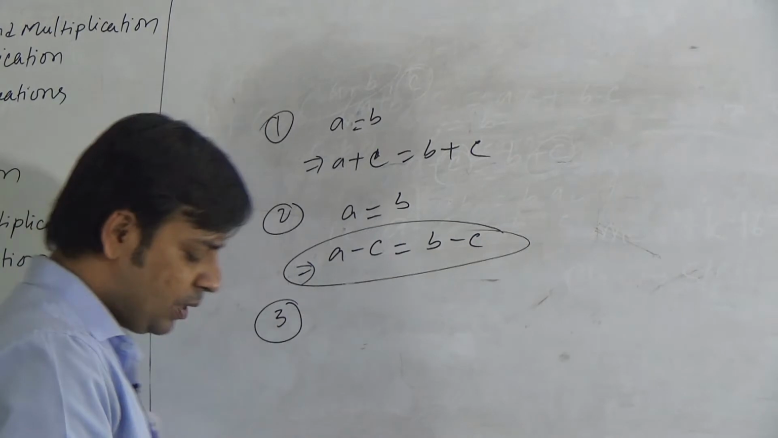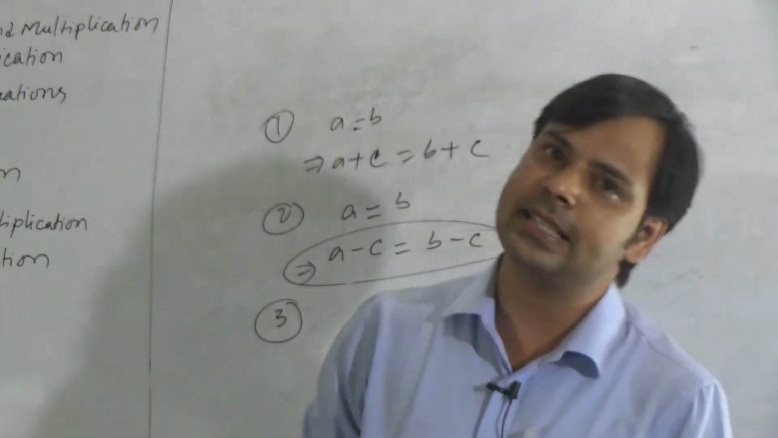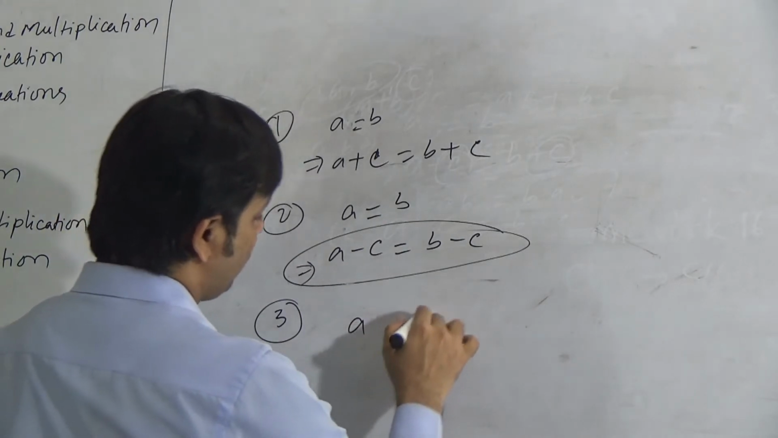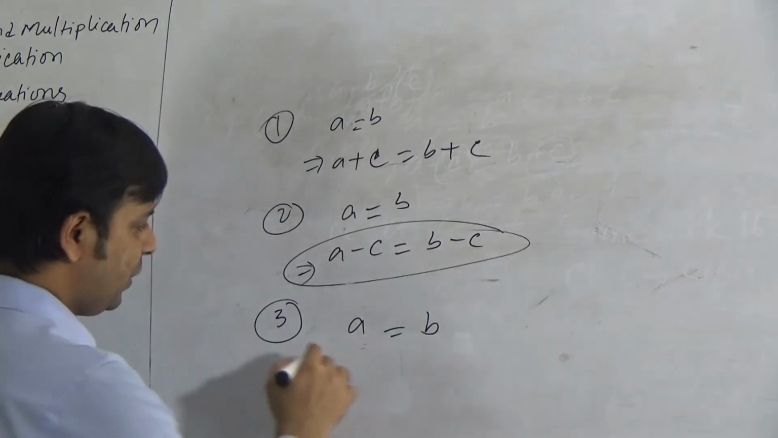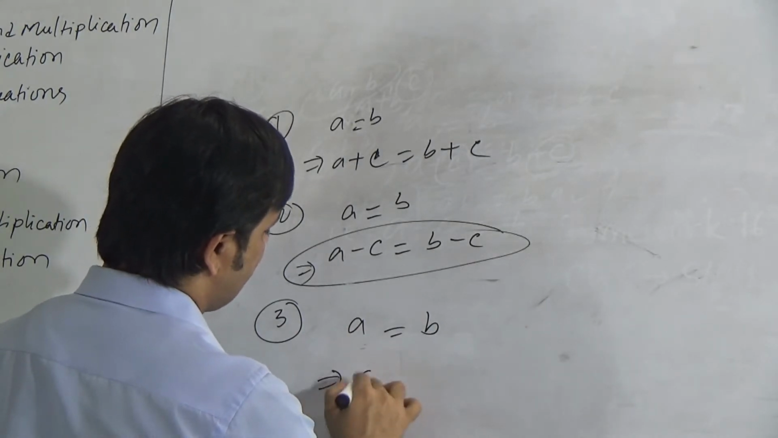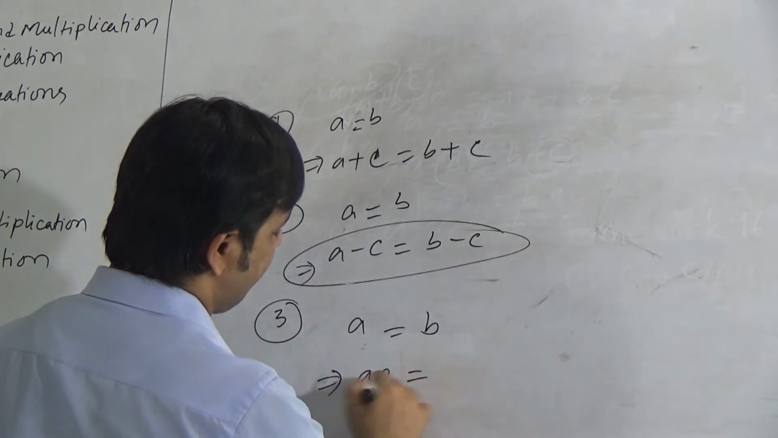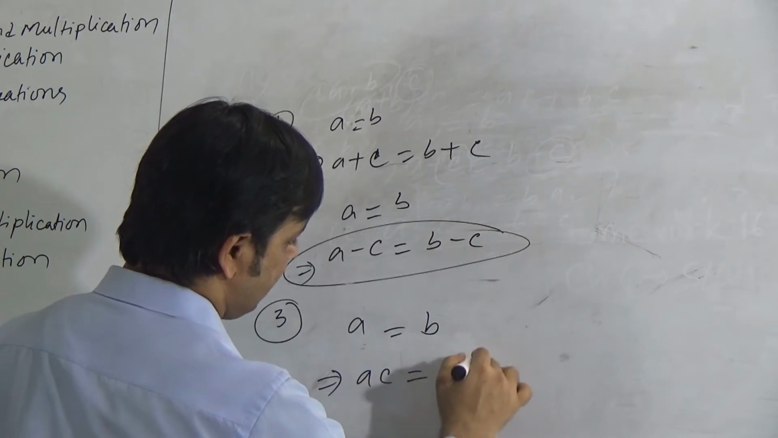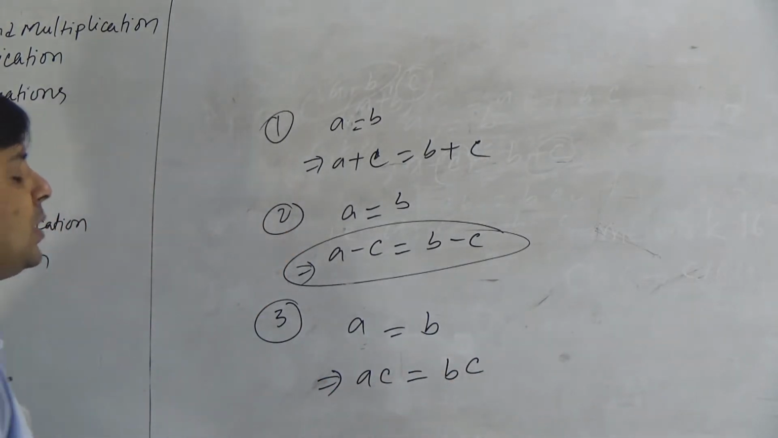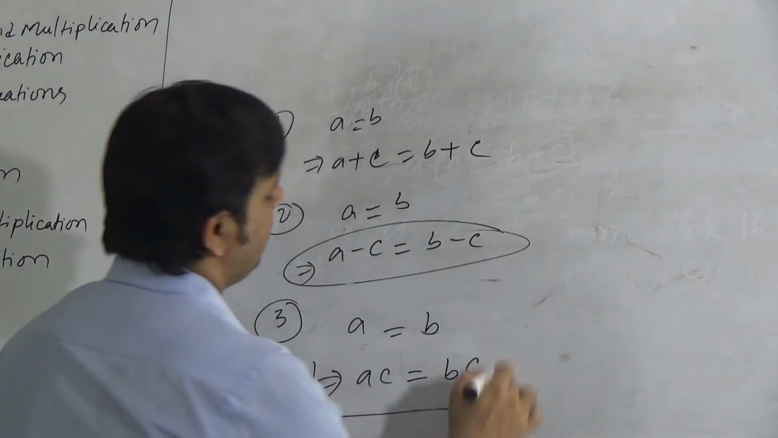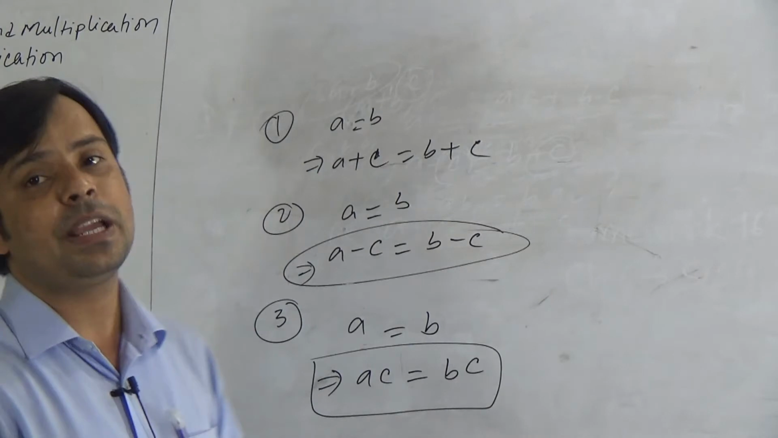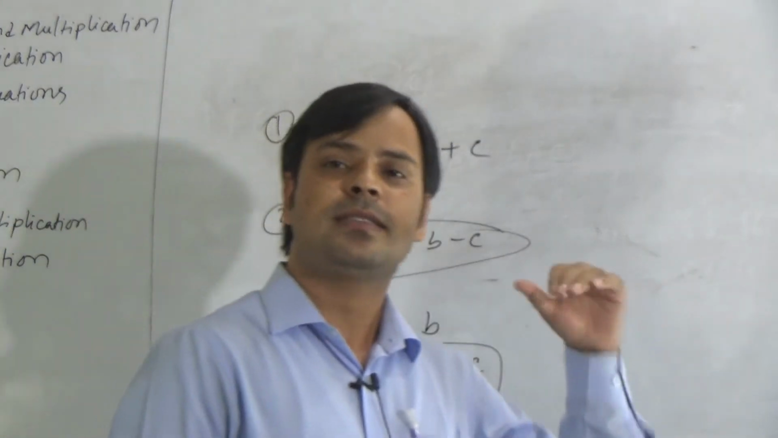Axiom 3 now. What is axiom 3? Axiom 3 is applicable for multiplication. Suppose A and B are 2 numbers and they are equal. If we multiply both sides by the same number C, on the left side this will be the product of A and C, it means AC, and on the right side the product of B and C, means BC. So this is axiom 3. These two sides must be equal if we multiply by the same number.